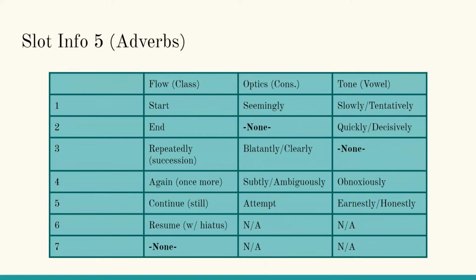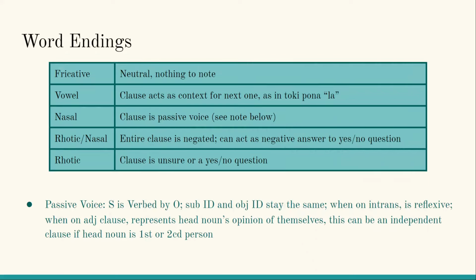Adverbs have three parts, each determined by the class, consonant, and vowel respectively. The details are shown on screen. Word endings can be fricative, neutral, vowel (clause acts as context for the next one), nasal (passive voice), rhotic plus nasal (negates clause entirely), and rhotic (clause is unsure, or yes/no question).